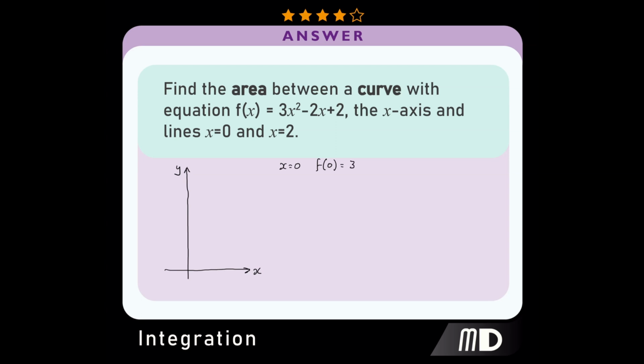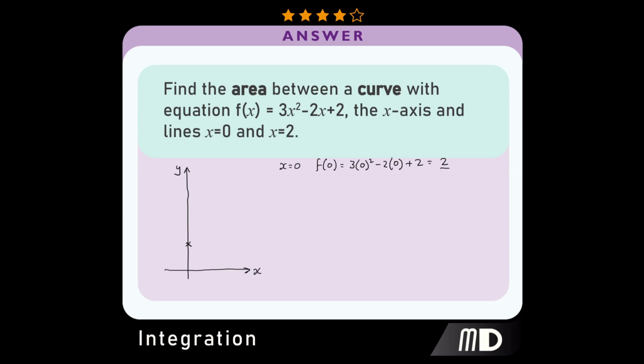Now 3 multiplied by 0 squared is 0. And minus 2 multiplied by 0 is also 0. So the plus 2 on the end is the position on the y-axis where this curve intercepts it.